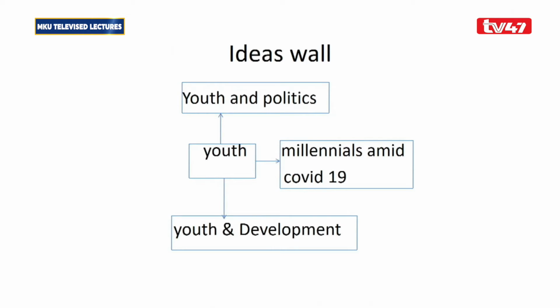Probably one of the ideas that you can develop into a project or a program could be, for example, millennials amid COVID-19. Then after that, the production team, which is headed by the producer, will weigh whether the idea that the team has come up with can be actualized, that is, whether it is workable and whether it will be profitable to the organization.